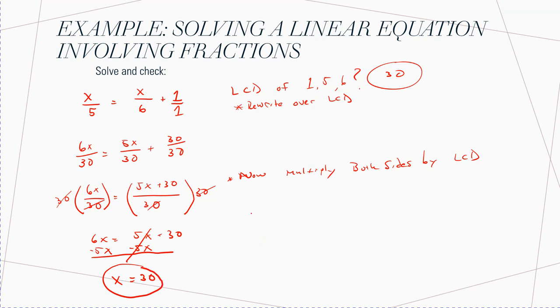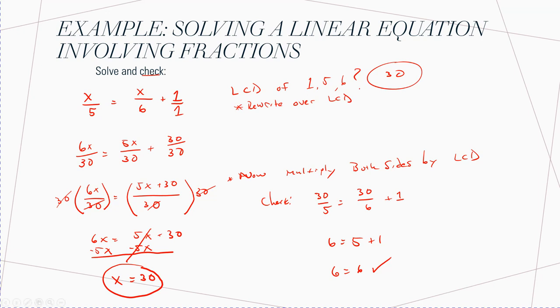Now, did that work? I don't know. Let's check. So let me plug in 30 for x. So it's 30 over 5 is equal to 30 over 6 plus 1. Well, 30 over 5 is 6. 30 over 6 is 5, plus 1. Yes, look, we got it. It works.